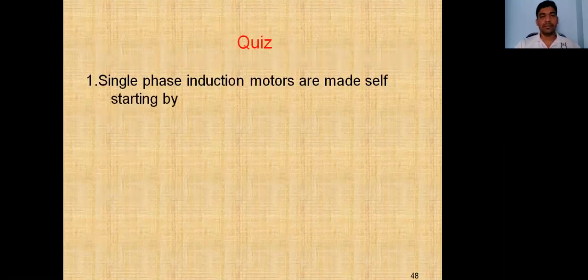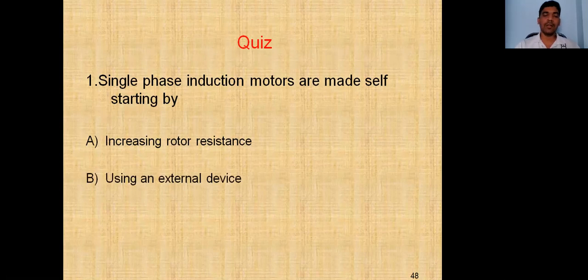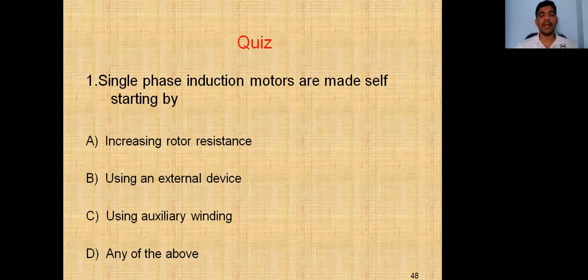Single phase induction motors are made self-starting by: increasing rotor resistance, using an external device, using an auxiliary winding, or any of the above. Single phase induction motors are made self-starting by using an auxiliary winding or starting winding.